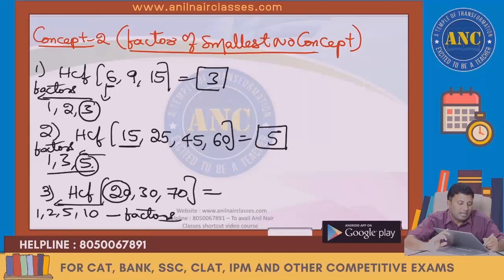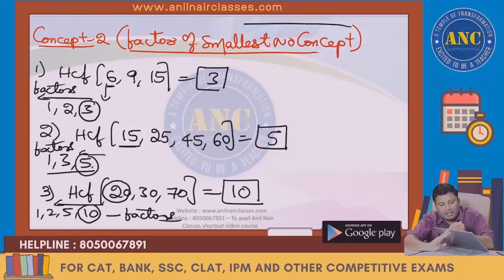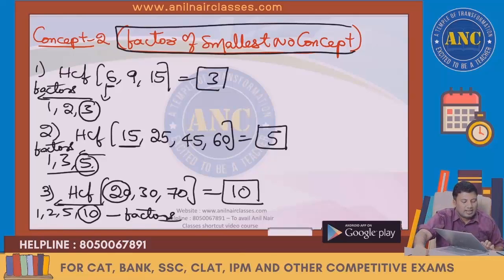Come from highest to lowest. 10. Write 10. 10 2s are 20, 10 3s are 30, 10 7s are 70. Factor of the smallest number concept. I hope the idea is clear.